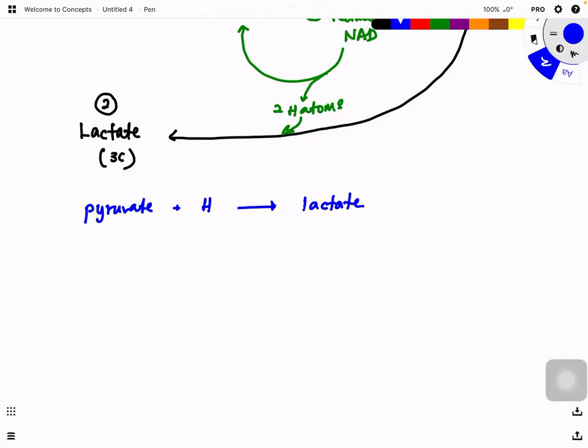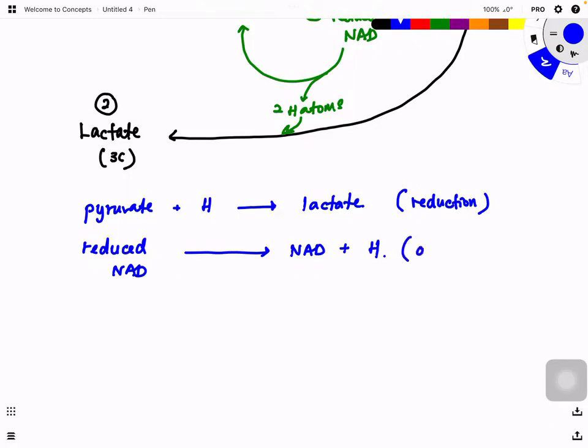So two lactate are produced. So this process is called reduction. So lactate is reduced, and then reduced NAD now gets the NAD regenerated back and also the hydrogen atom. So this hydrogen atom will be received by lactate. So this process is called oxidation. So one releases, one obtains it.